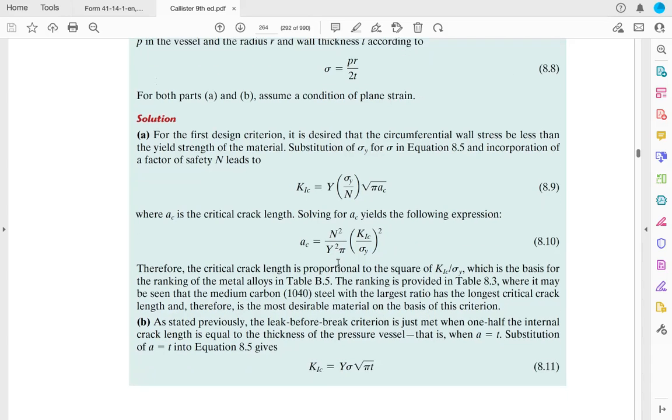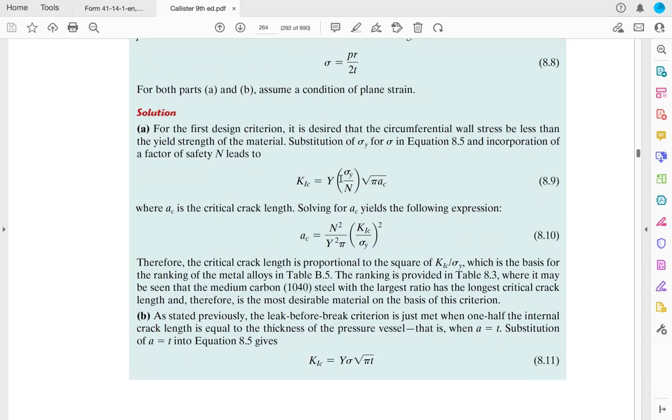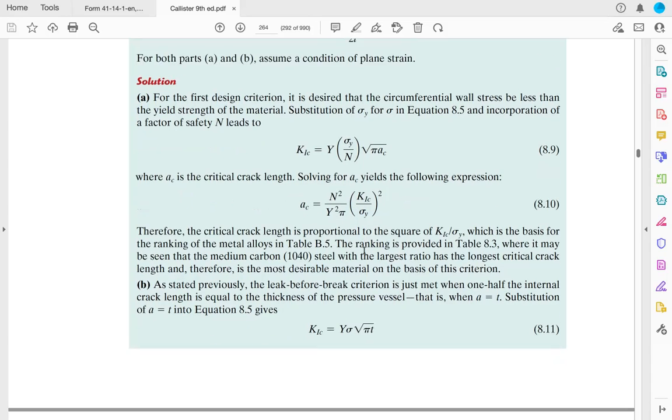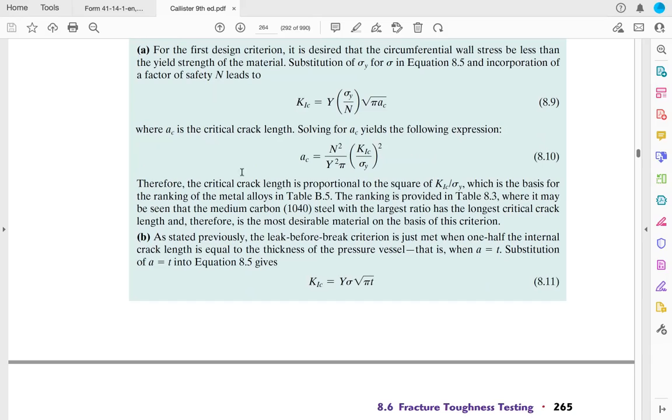When we rearrange the equation and solve for a_c, we can calculate the critical crack length in the thickness of the wall. Therefore, the critical crack length is proportional to the square of KIC over sigma Y, which is the basis of the ranking of metal alloys in the table.